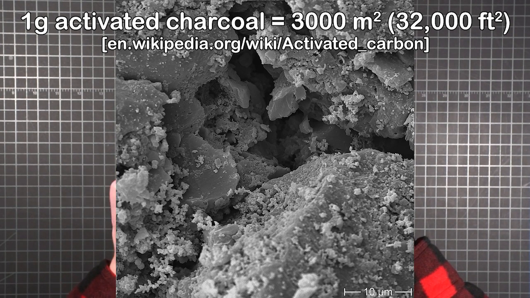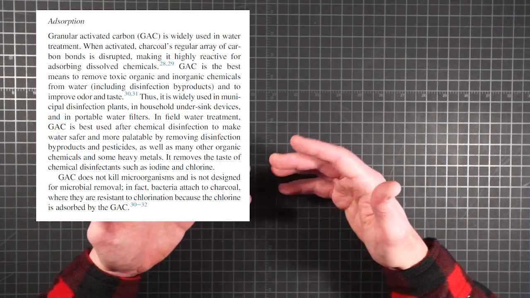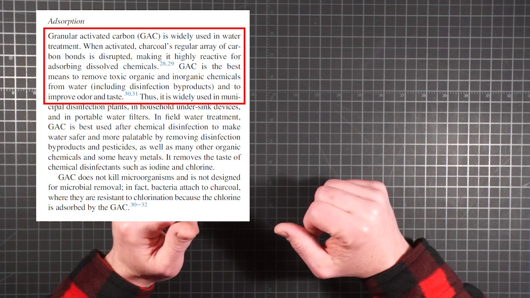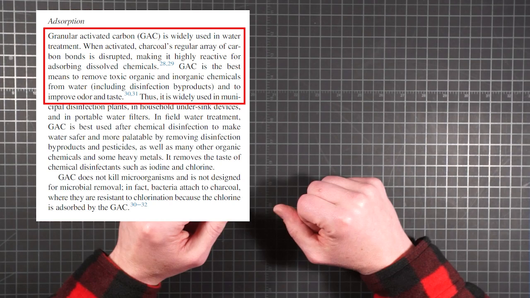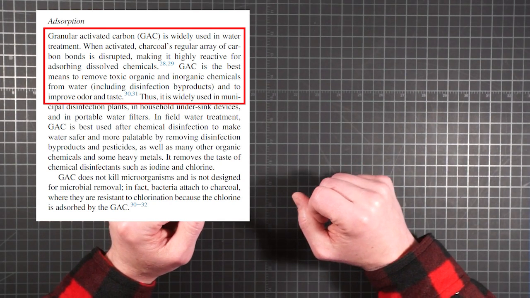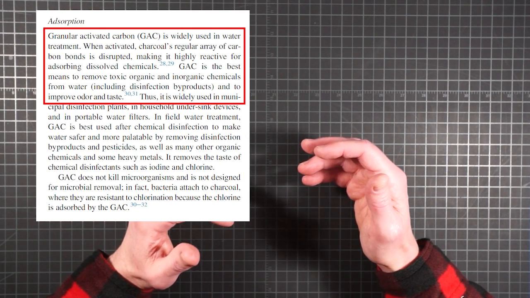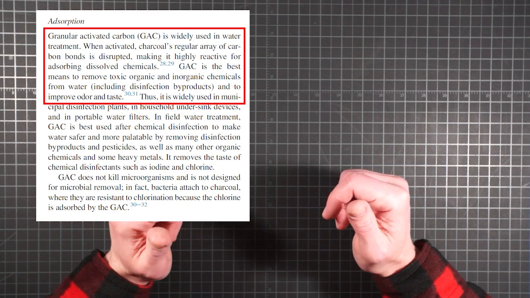That's about 1,000 times more than your average chunk of campfire charcoal. This is why granulated activated carbon is widely used in water treatment. It's highly reactive for adsorbing dissolved chemicals. So this makes it the best means to remove things like pesticides and herbicides from water sources that may have been contaminated with agricultural runoff.